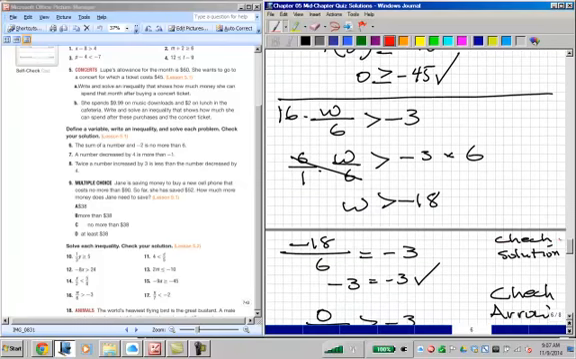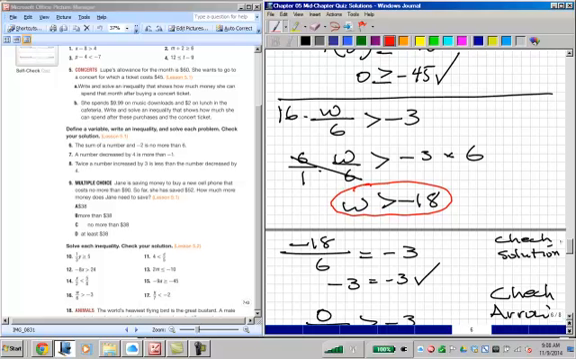16. W over 6 is greater than negative 3. 6s cancel. W is greater than negative 18. So this is the answer right here. Plug it into the original inequality sentence and substitute an equal sign for the inequality conjunction. Negative 18 over 6 equals negative 3. Negative 3 equals negative 3. So the solution is good.